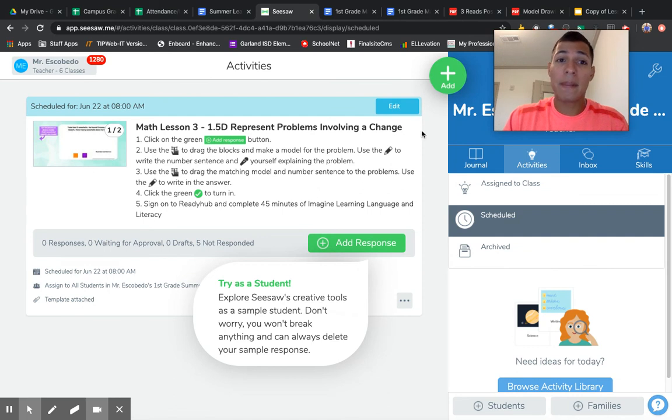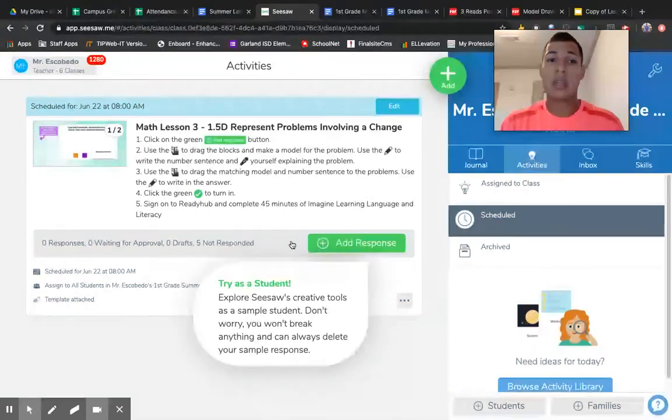All right, this is very simple to use, guys. Very simple. If you need help, email me, Google Voice, tell your parents, Google Meets, and we can get on and talk about it.